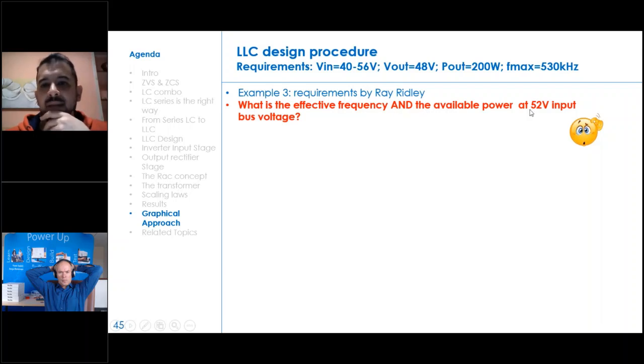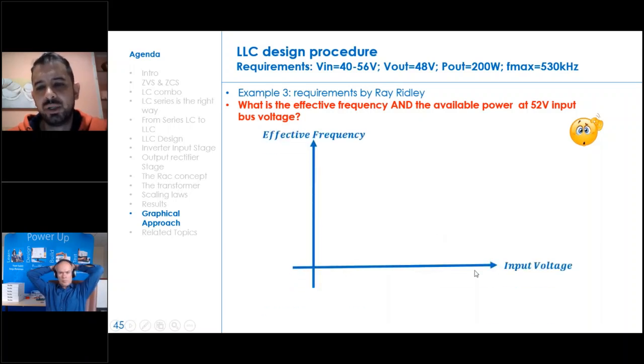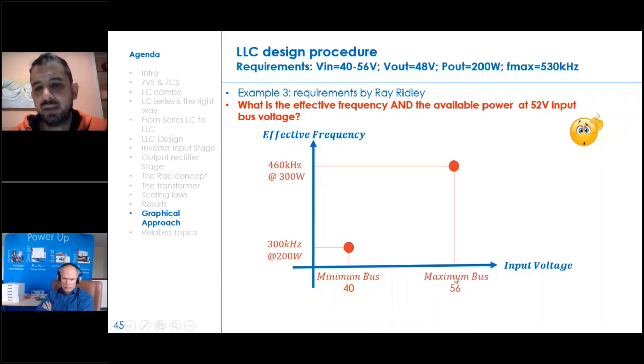So what is the effective frequency and the available power at 52? How can I check what happens at an input bus voltage that falls inside these extrema? Easy answer. We have the input voltage here. We have the effective frequency here. We have identified that at the minimum bus, I'm able to deliver the lower power, 200 watts, working at the minimum frequency, that is 300 kilohertz. We have identified the maximum bus condition, 56, again with the maximum power I can deliver, and with the maximum working frequency.